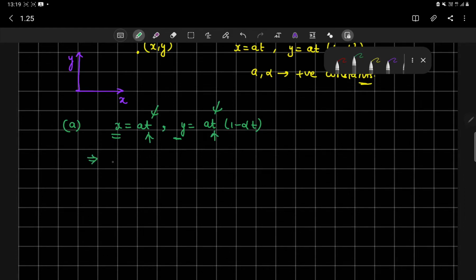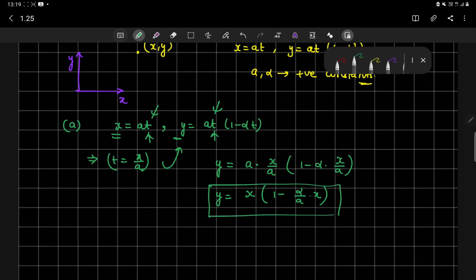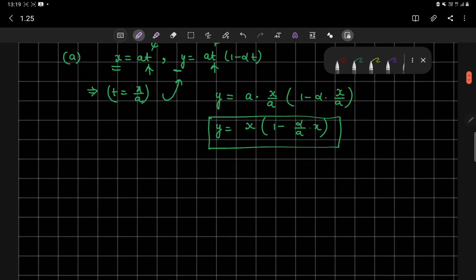So from the first equation we can write t is equal to x upon a, and if we substitute in the second expression, then we can write y is equal to a times (x by a) into (1 minus alpha times x by a). So finally we will get y is equal to x into (1 minus (alpha by a) into x). Okay, so this is the expression we got, which is y as a function of x, and it is representing the trajectory of the point in the xy plane.